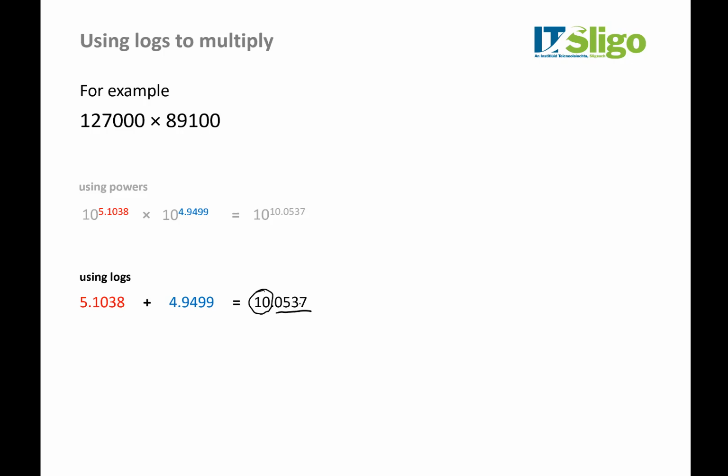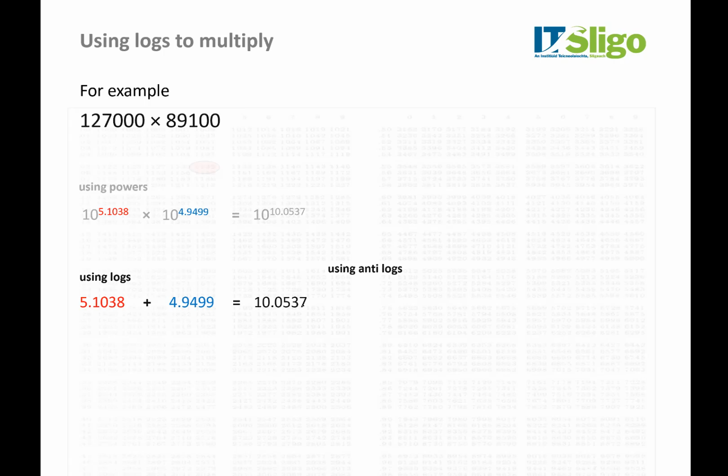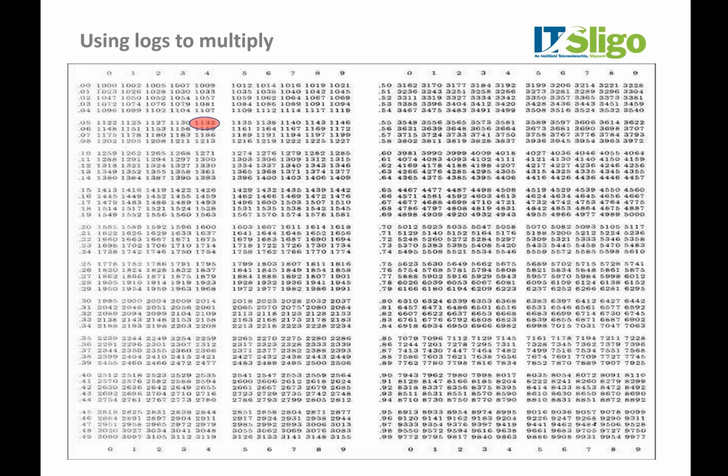I then go to my anti-logs. Really, that's 10 to the power of values. But I would just look up this 4-digit code here, 0.537. And here it is up here, 1132.